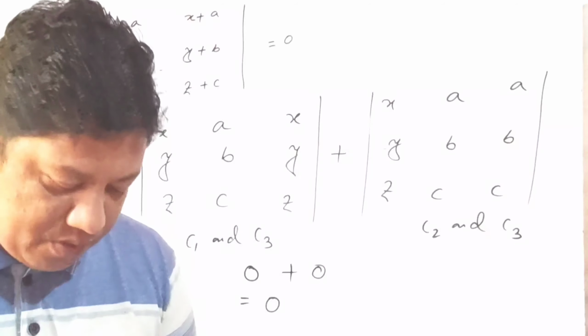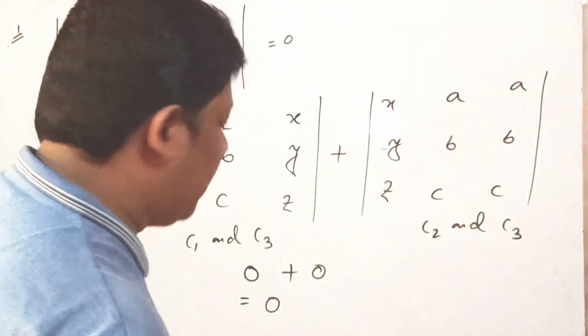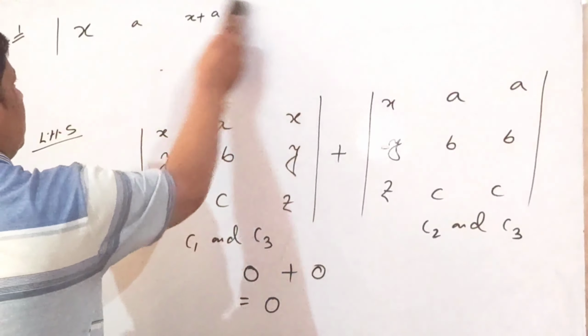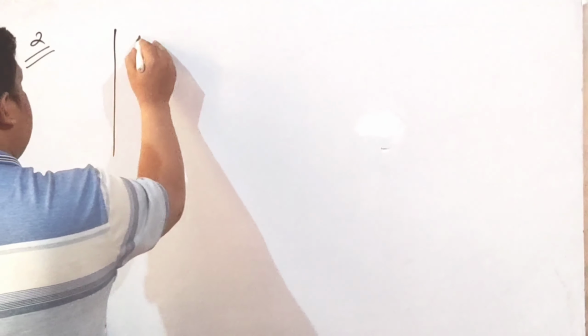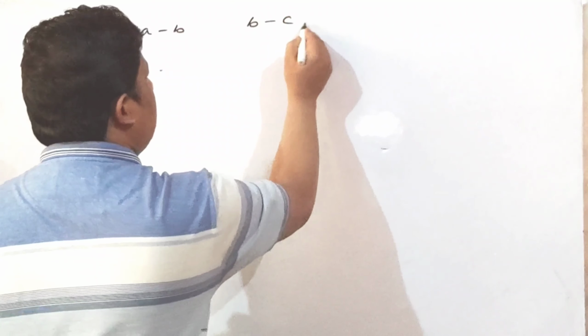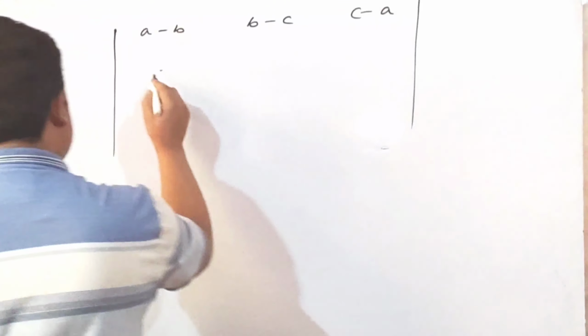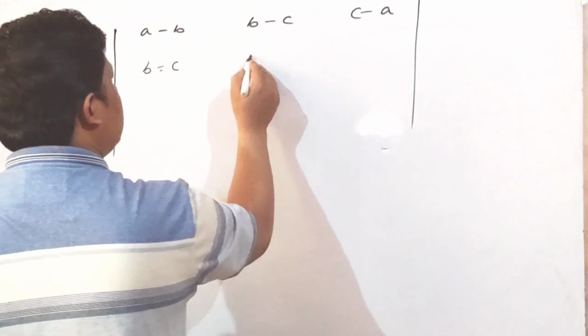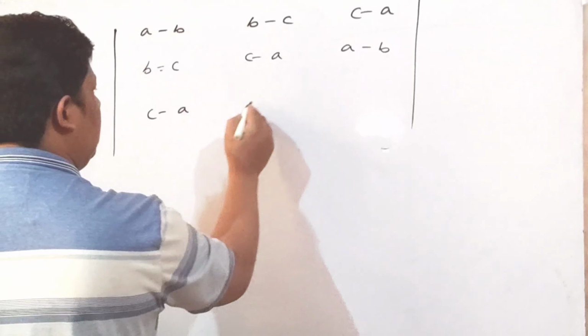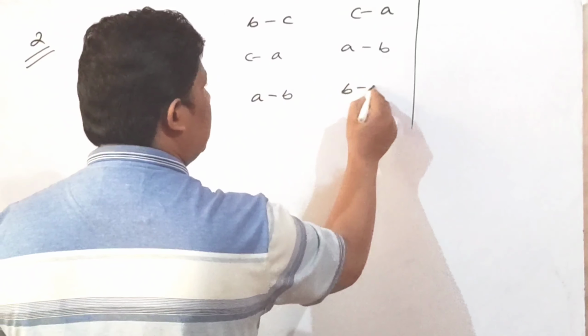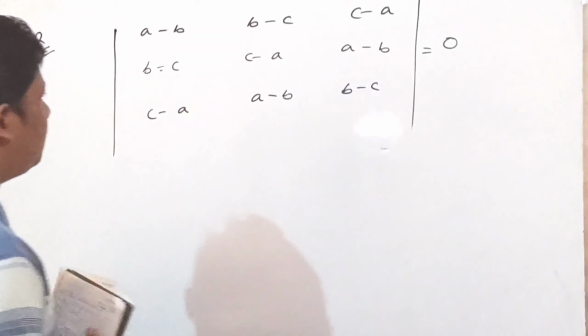Next, question number two. You also have to do it like this. In question number two, you have to prove that the determinant with rows A minus B, B minus C, C minus A; B minus C, C minus A, A minus B; and C minus A, A minus B, B minus C equals 0.